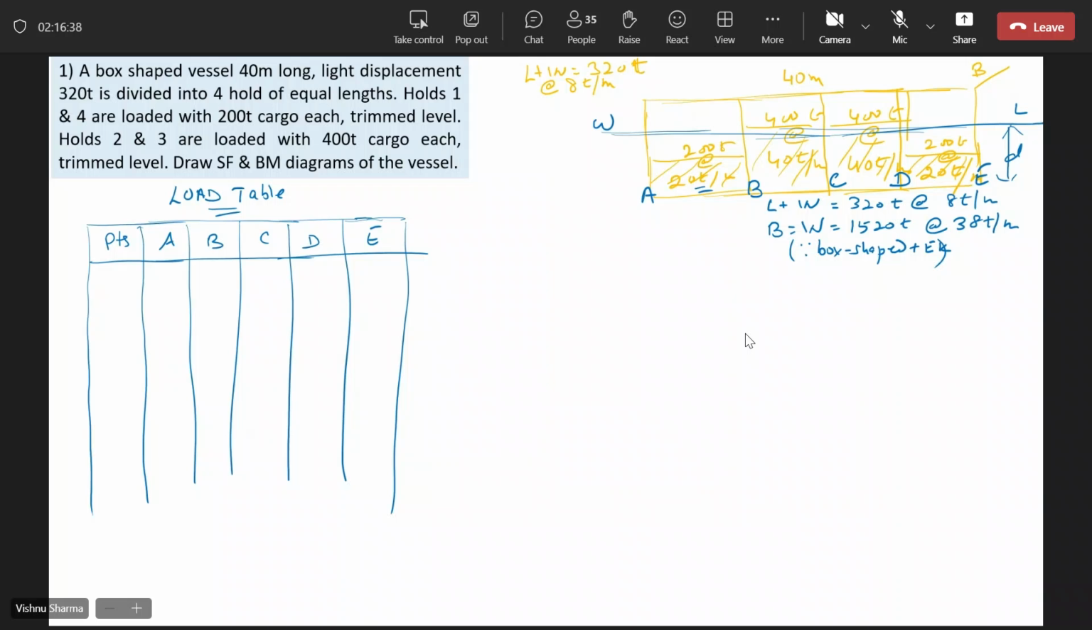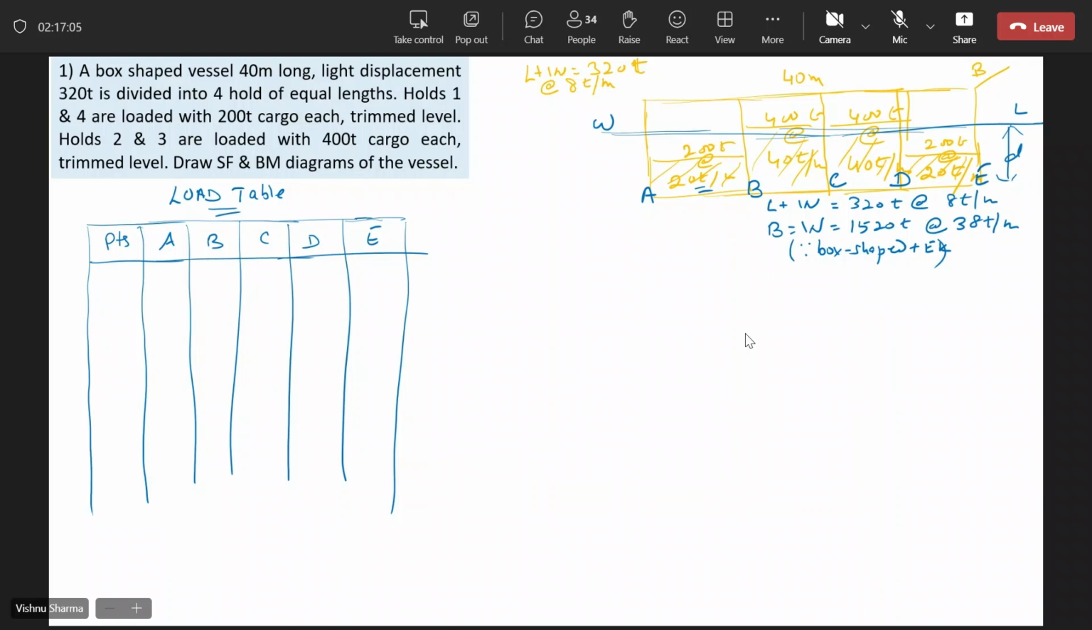Here in the load diagram or load table, what is load? Load is the resultant at any point of upward and the downward forces per unit length. So it is the resultant of downward and upward forces. Okay. What are the downward forces acting in this case, guys? Name the downward forces. Only name them. Don't give me the values.